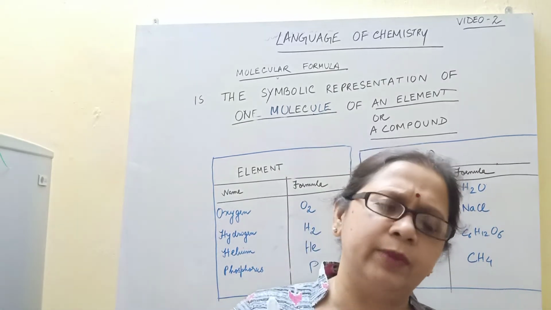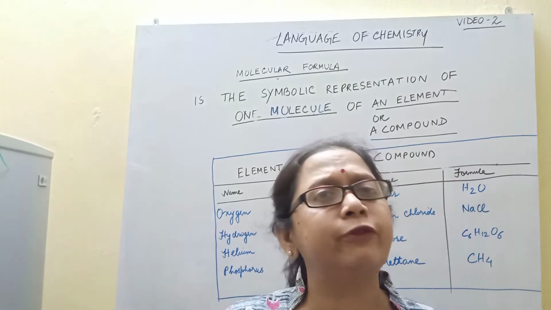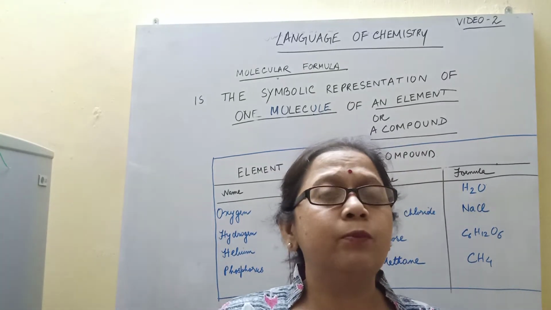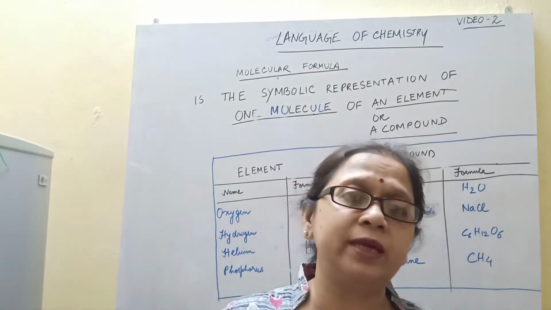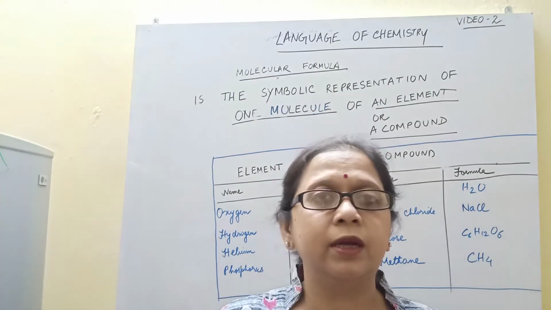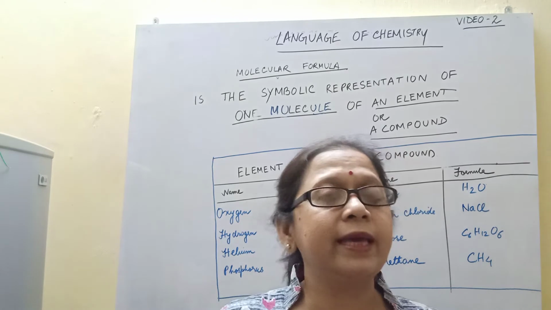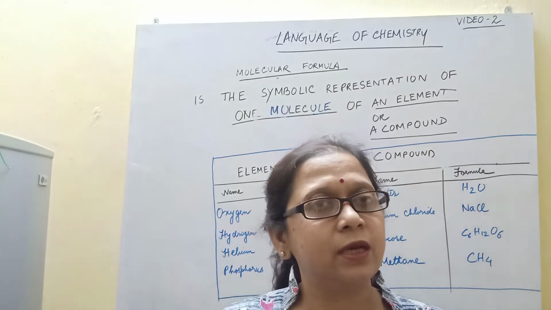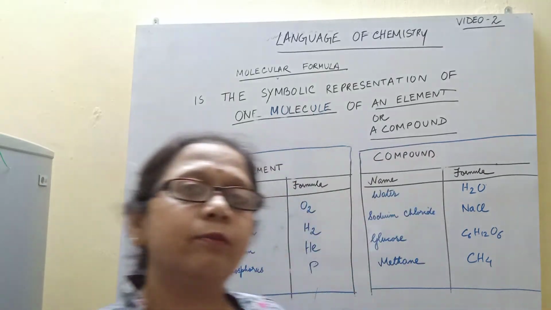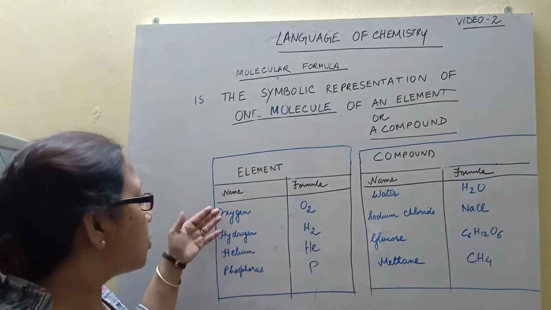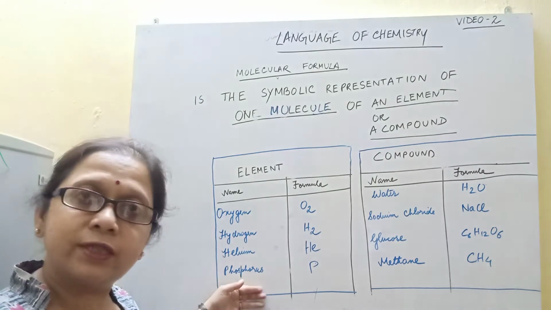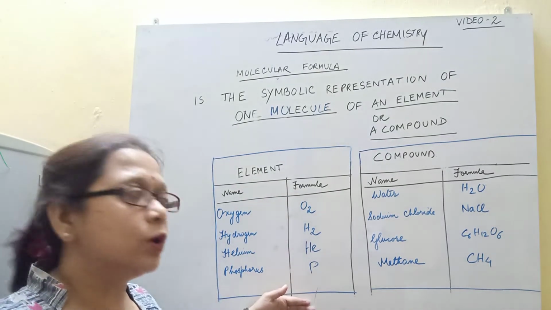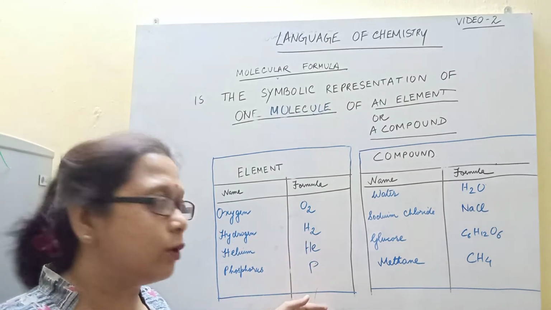Now what is an element? And how do we differentiate it from a compound? An element is a pure substance which cannot be split into anything simpler by either physical or chemical means. And it consists of the same kind of atoms. So we have some examples of elements here: oxygen, hydrogen, helium, phosphorus, and these are their formulas. Again, we are going to go into details of how to write the formula.